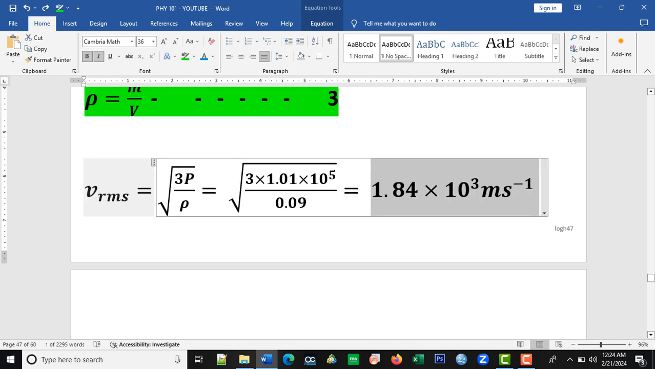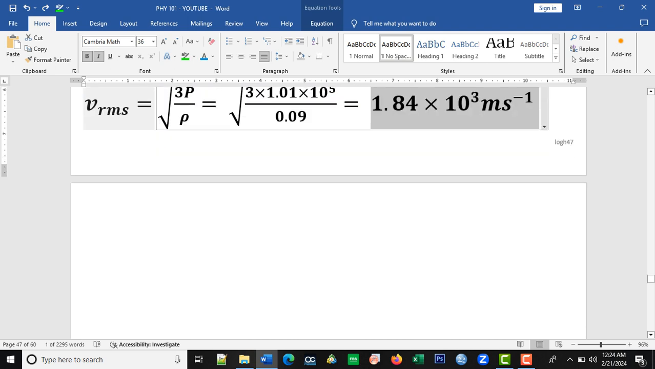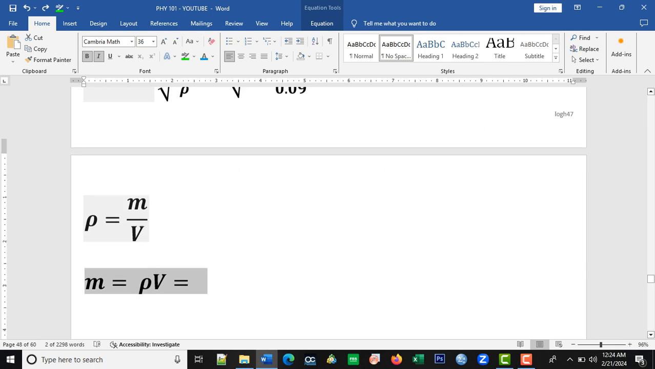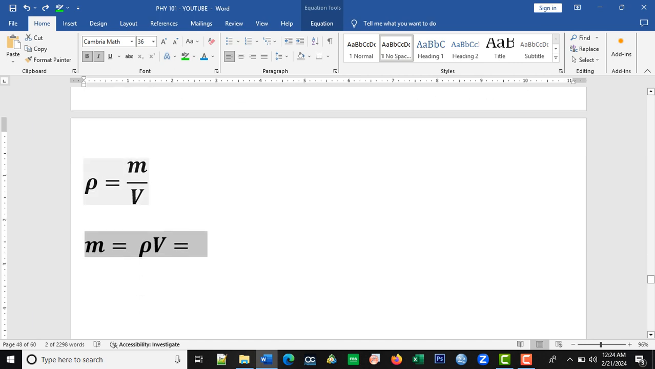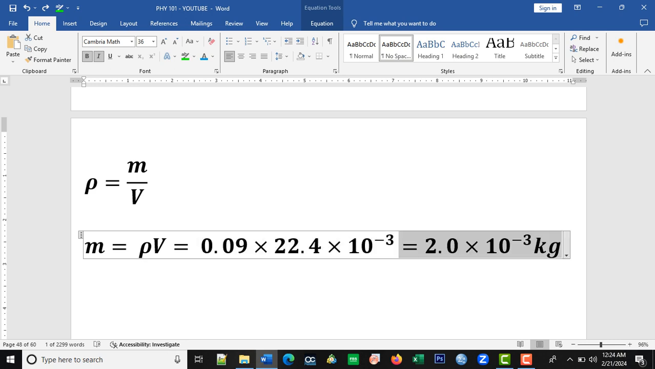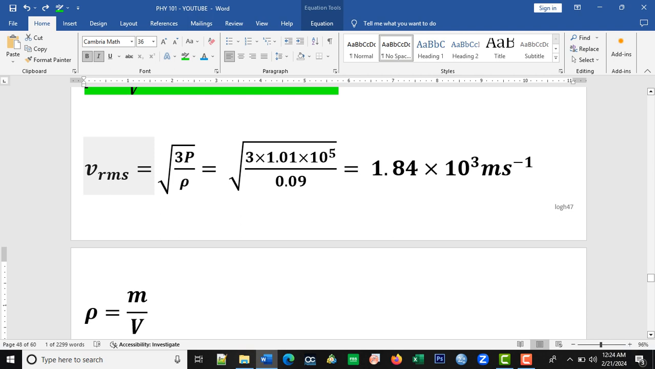So we are also going to use equation 3 for the density. Rho equals mass over volume, making m the subject of the expression. By cross multiplying, we will have m equals rho V. Now we are going to substitute the value of the density and volume and then multiply both of them. Okay, we have 2 times 10 to the power minus 3 kilograms. So we have been able to solve for the mass and the velocity.